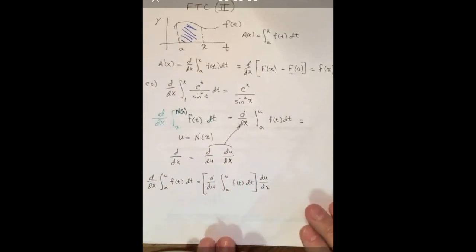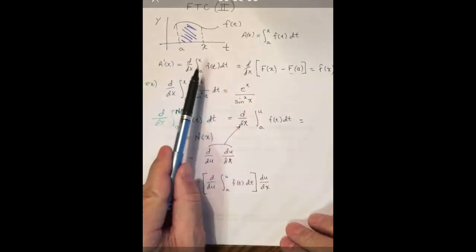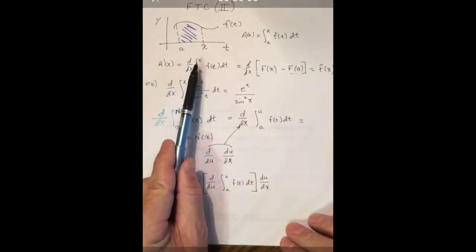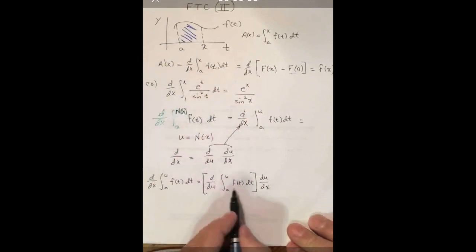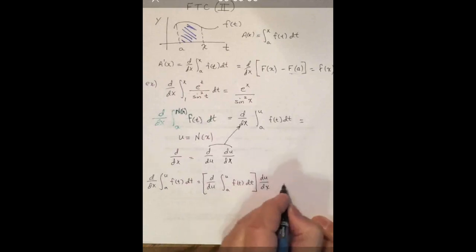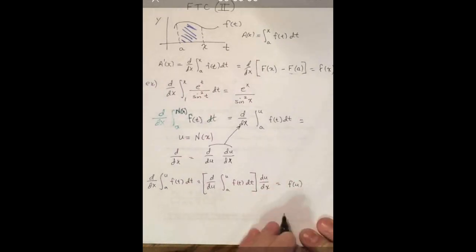Okay, now the thing to note is that what's inside the brackets is exactly what we did up here if you change the x's to u's. So this inside the brackets is simply going to be f evaluated at u. And then out here we have du dx.